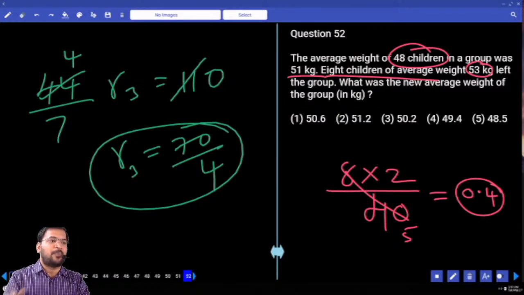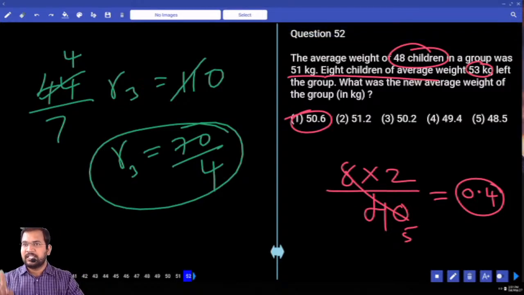So already how much is there? 51. Reduced by 0.4, that is 50.6. Your answer is 50.6.